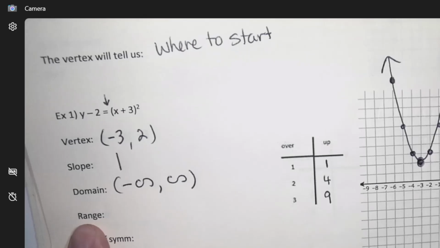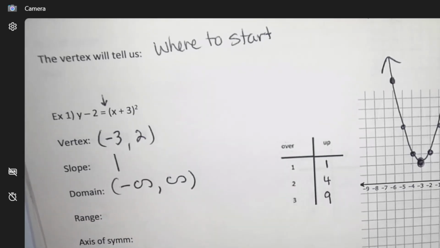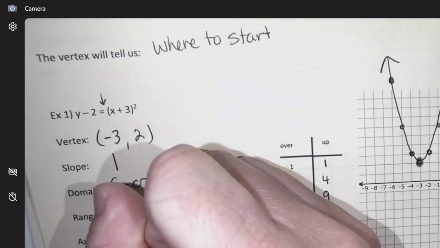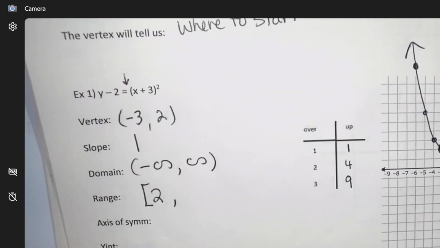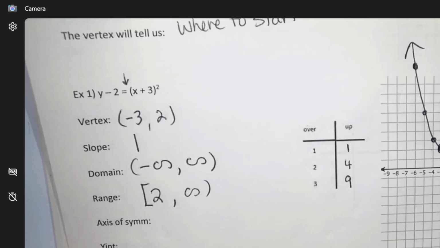The word range tells us about y values. So low to high has to be that order. So what's the lowest height of this? 2. Is it exactly 2? Yes. So square bracket. To the highest forever, right? We go up.